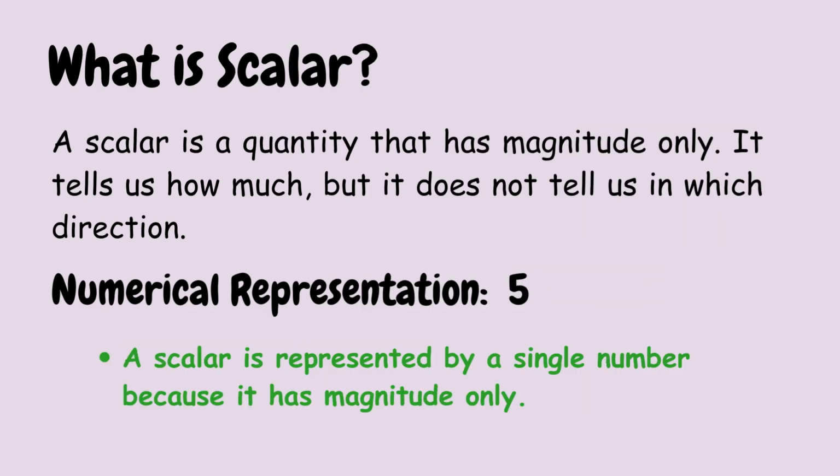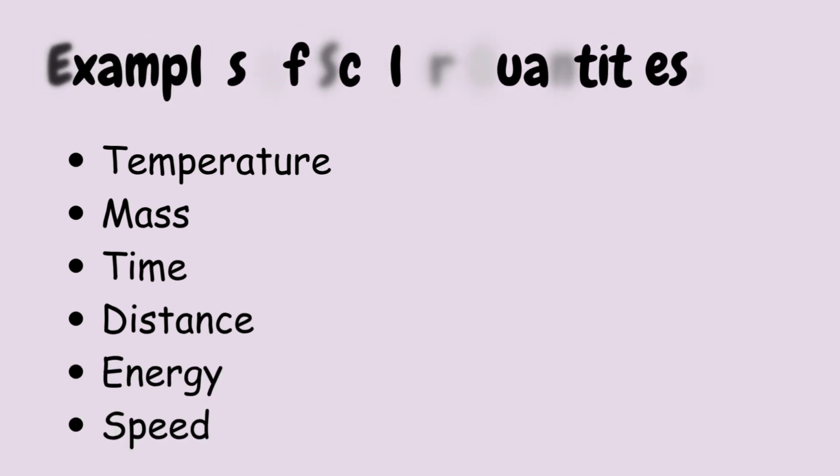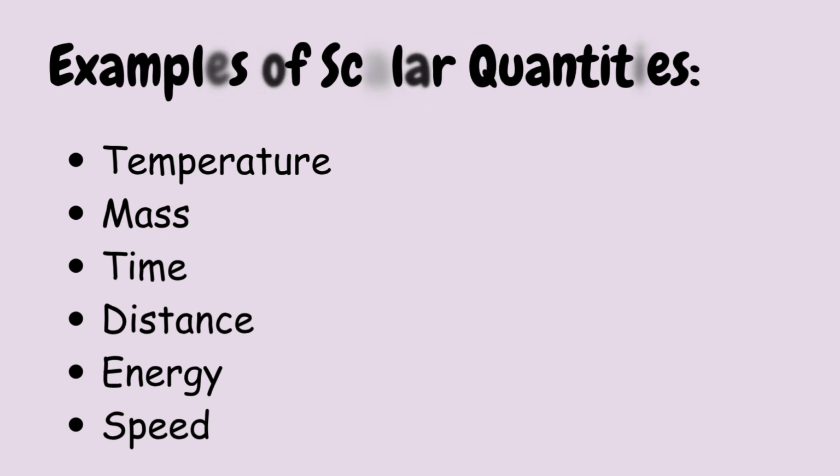What is a scalar? A scalar is a quantity that has magnitude only. It tells us how much, but it does not tell us in which direction. Scalars are represented by a single numerical value. Examples of scalar quantities include temperature, mass, time, distance, energy, speed.